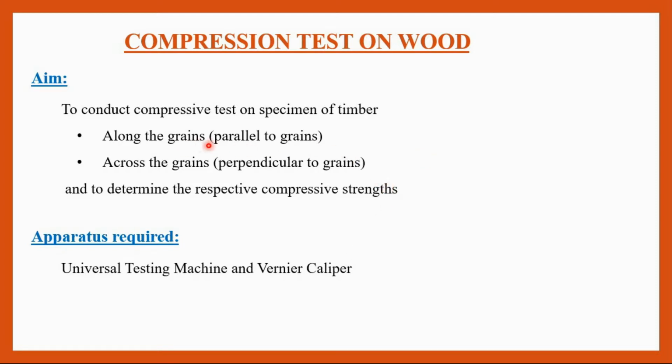Now, I will discuss what we mean by along the grains and what we mean by across the grains. First, along the grains is nothing but the fibers of the wood being placed parallel to the applied load, means we are applying compressive force and we can call this one as L. So, I place a specimen parallel to the compressive load, the grains will be parallel to the applied load.